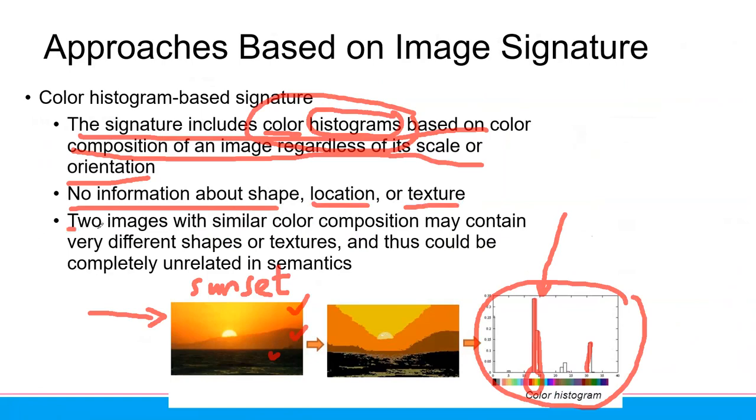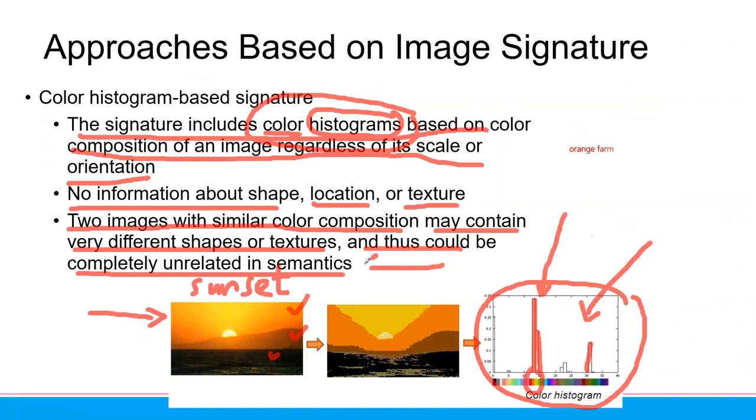However, two images with similar color composition may contain very different shapes or textures, and thus could be completely unrelated in semantics. For example, if you go to an orange farm, you can see there is a lot of orange, and the color histogram might be similar to the sunset. So it means the color data might be similar, but the semantics might be different, or the meaning can be different.